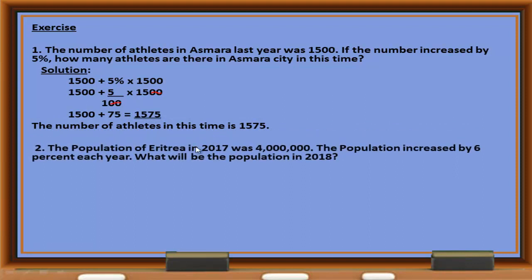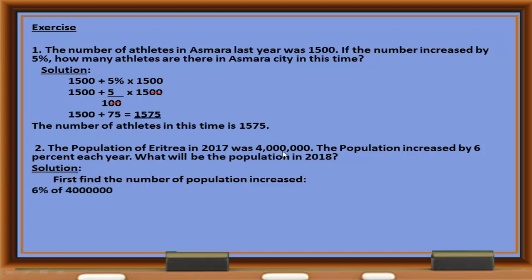Number 2. The population of Eritrea in 2017 was 4 million. The population increased by 6% each year. What will be the population in 2018? Solution. First, find the number of population increase. 6% of 4 million.